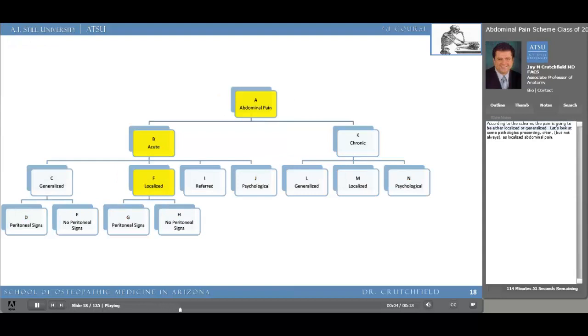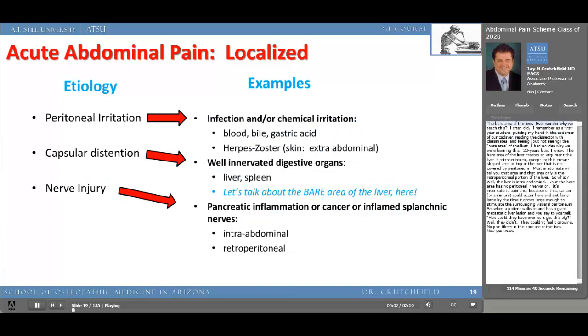We're sort of beating a dead horse with this slide. We're saying that peritoneal irritation is often caused by infection or chemical irritation. Chemical irritation being hydrochloric acid from a perforated gastric ulcer. Blood or bile spillage can also cause peritoneal irritation. Herpes zoster is a skin infection. It's extra abdominal. I list herpes zoster here because it can present without a rash in the precursor state, and the patient can present with abdominal pain, and it seems like he's masquerading as someone who has peritonitis, but he doesn't. Then there's capsular distension, well-innervated digestive organs like the liver or the spleen.